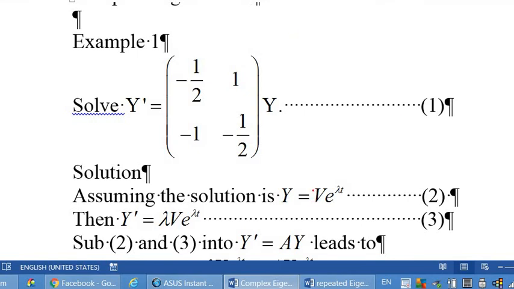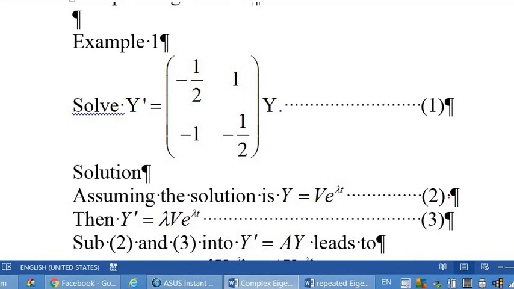We assume that vector y is the solution of eigenvector v times e to the power lambda t, where lambda is the eigenvalue. So you have equation 2. If we differentiate equation 1, you have y prime equal to lambda, differentiate with respect to t, where v is the eigenvector, a constant vector. Then we get lambda v e to the power lambda t, equation 3.